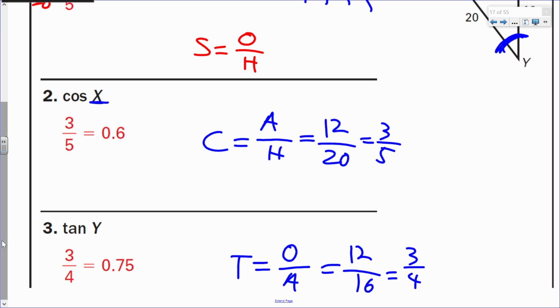All right, questions on this? SOHCAHTOA: sine, cosine, tangent.